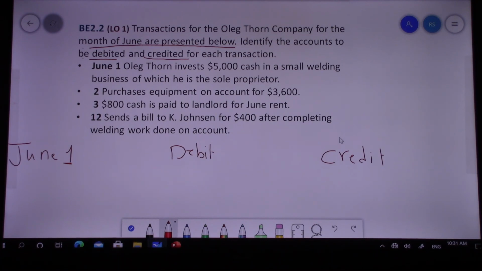On June 1st, Allingthorne invests $5,000 cash in a small welding business of which he is the sole proprietor. So this means that the owner made an investment. He added capital, or he added cash to the business. In this case, our cash, our asset, will increase. And when assets increase, it will be written in the debit side for sure. Cash increases, so it will be written here. What about the credit side? What about the double entry effect? Capital increases, and when capital increases, it will be in the credit side.